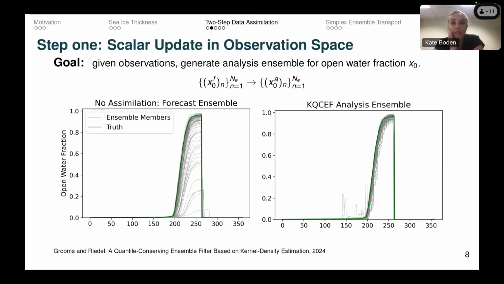So I'll talk briefly about step one, because the real work that we've been doing, or the advancement that I want to entice you to learn more about, is going to be step two. But we have to still know what's happening with the update and observation space.